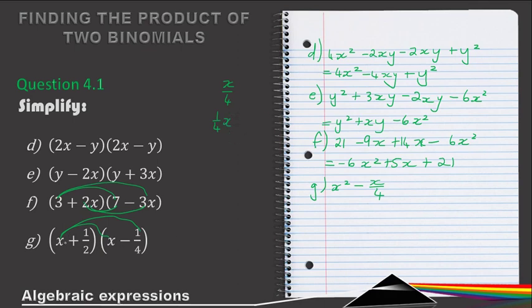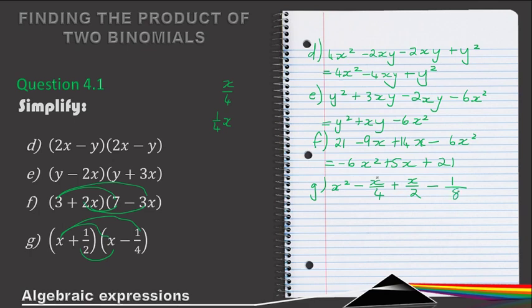And then if we move over to the half, we multiply that one and that one. So this is going to be plus x over 2. And then multiplying these two together, we have a plus times a minus is a minus. And then when we multiply fractions, we just multiply the numerators together. 1 times 1 is 1, and the denominators 2 times 4 is 8.